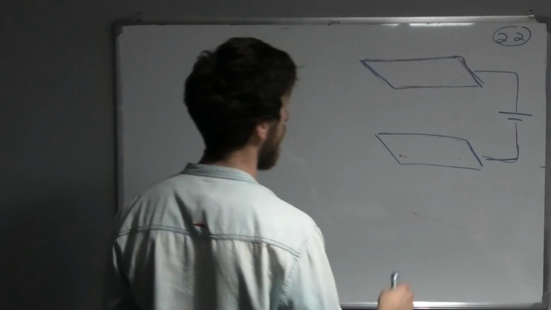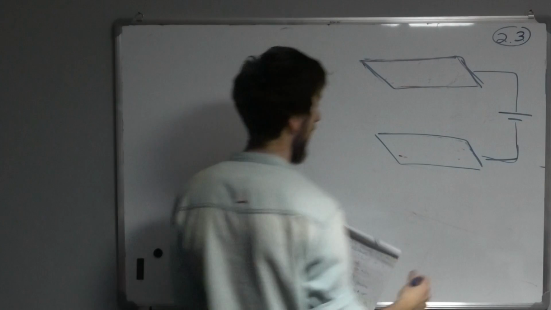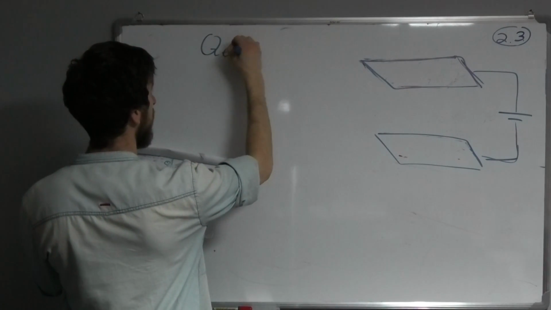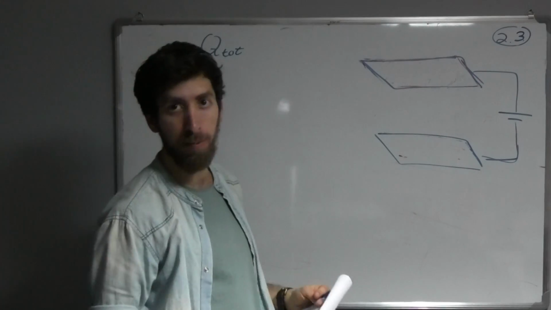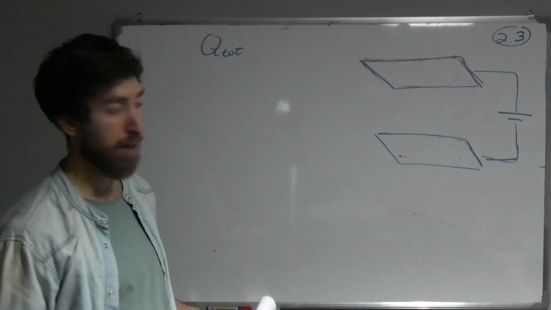Okay guys, so right now we are solving question 2.3, and the question is, what is the total charge, Q total, on the capacitor? How much charge is gained on each plate, right? So what's going on in the capacitor?